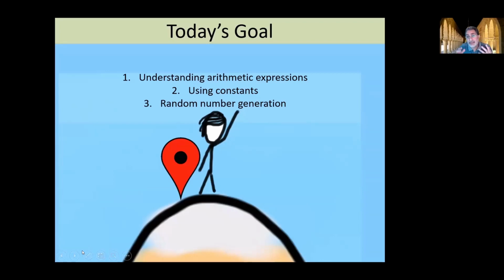It is time for today's goals. So when we do a little wrap up on today's goals, you have arithmetic expressions. You've seen lots of examples of them, using constants and random number generation. And one of the things I always like to do is to take all the stuff that you've learned and put it all together into one big package. And so that's what we're going to do next.